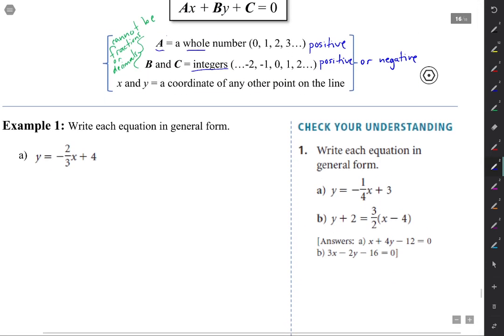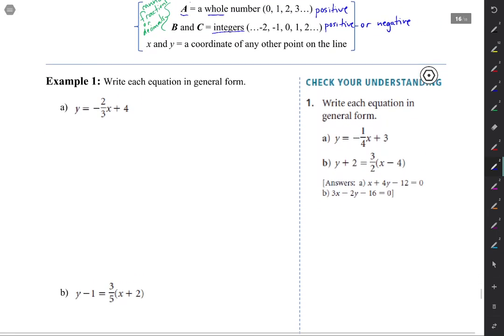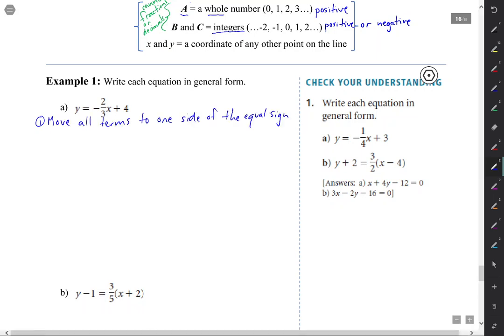So now let's look at some of these questions. For example 1, it says write each equation in general form. They gave these to us in either slope-intercept form or slope-point form, and we need to convert it into general form. So I'll write down the step-by-step that you need to follow in order to do that. For A, they gave us an equation in slope-intercept form, and we need to get it to general form. Remember, general form has everything on one side of the equal sign. So our very first step here is going to be to move all terms to one side of the equal sign. I'm just going to move both of these terms to the left side of the equal sign.